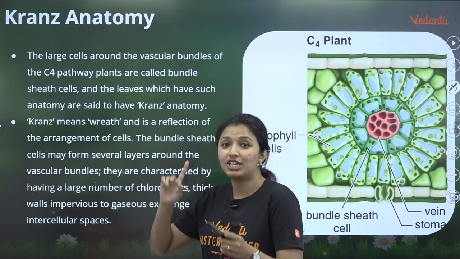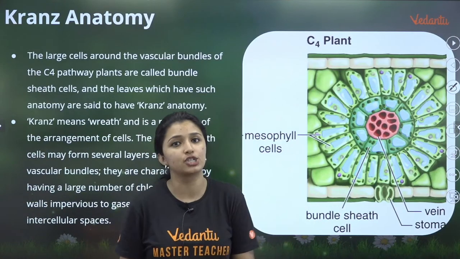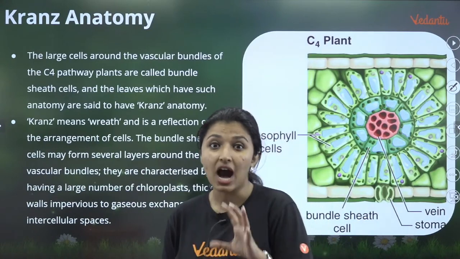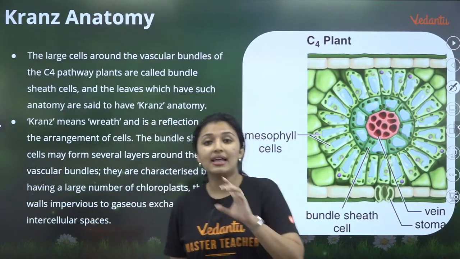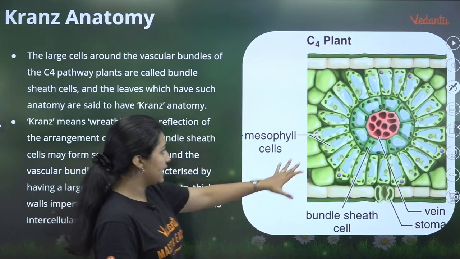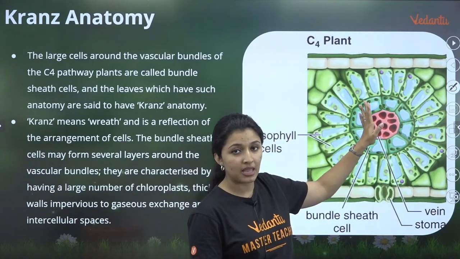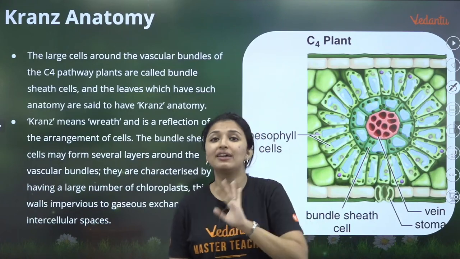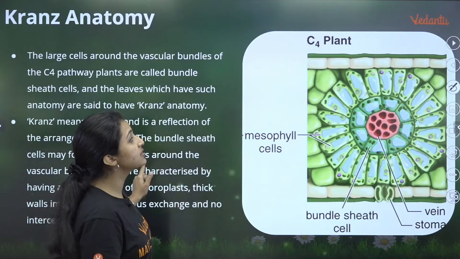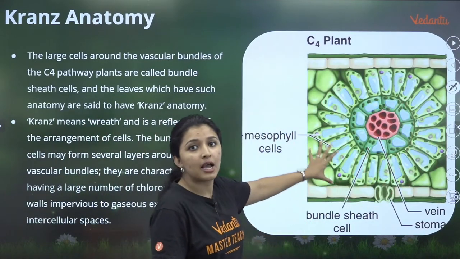Now, here, in addition to mesophyll cells, they said, okay, let's take up bundle sheath cells also. Let's see how we can use them, because bundle sheath cells are stronger cells that give strength to the vascular bundles. They're actually around the vascular bundles. But they don't have chloroplast. They never had chloroplast. Now, because of photorespiration, because of the C4 cycle, they have started producing chloroplast inside the bundle sheath cells.